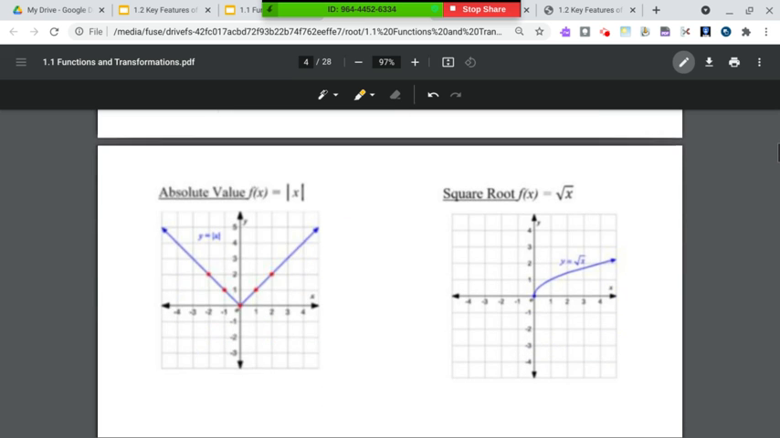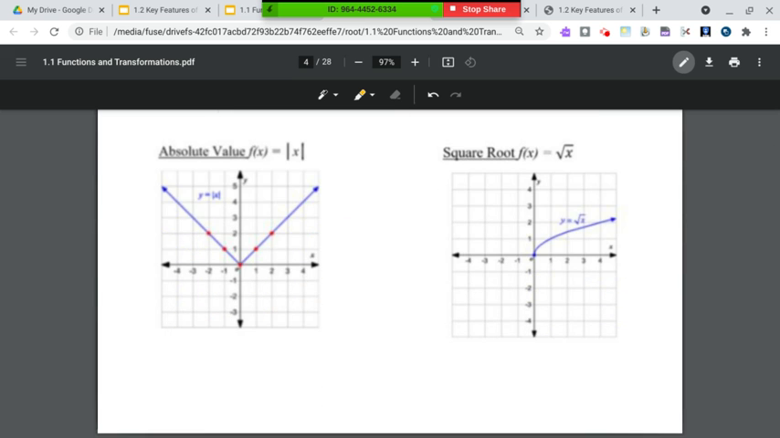Okay, next two are the absolute value function, which is y equals the absolute value of x. Those two bars are what the absolute value notation looks like, and that produces a V-shaped graph.